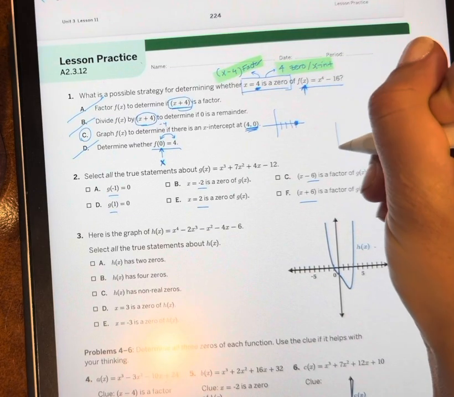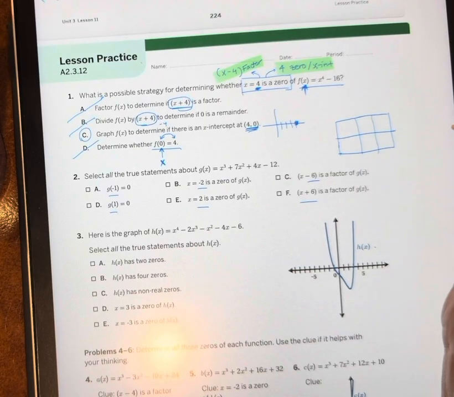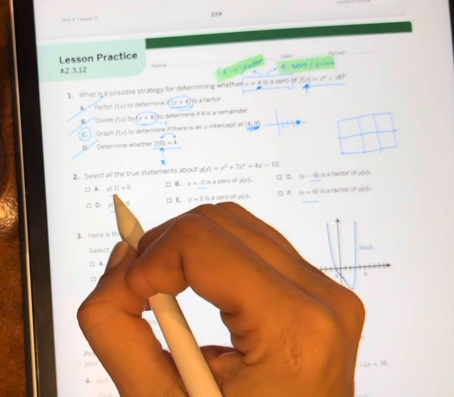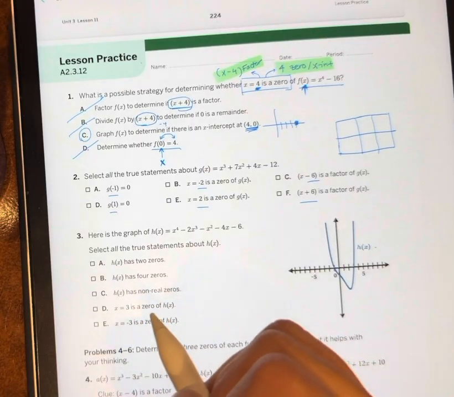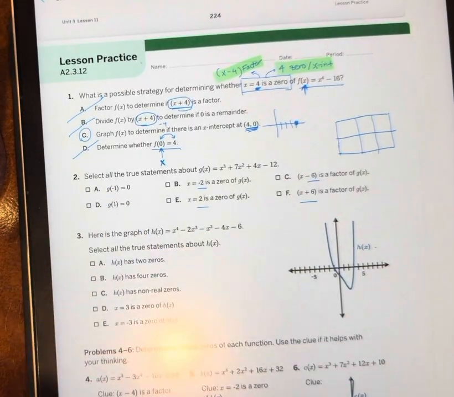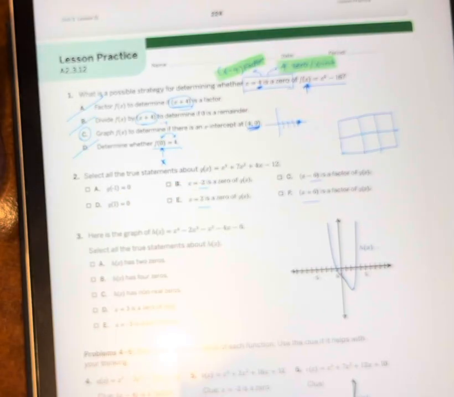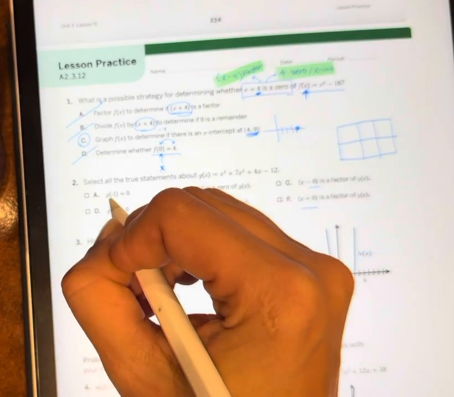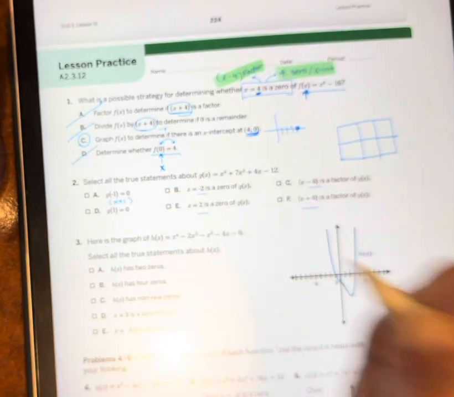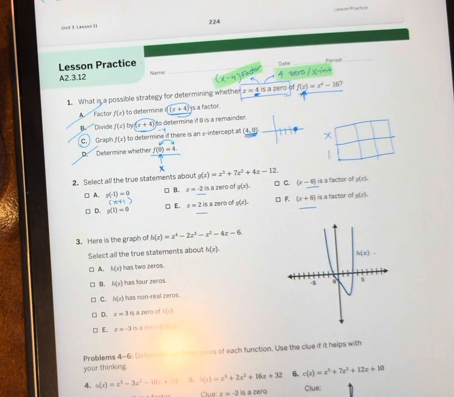So I'm gonna start dividing, all right? And let's start with this one. Let's see if A is correct, all right? So let's do, if negative 1 is a 0, that would mean that x plus 1 would be a factor. So let's divide x plus 1 into this. And for some reason, I just want to write in black.